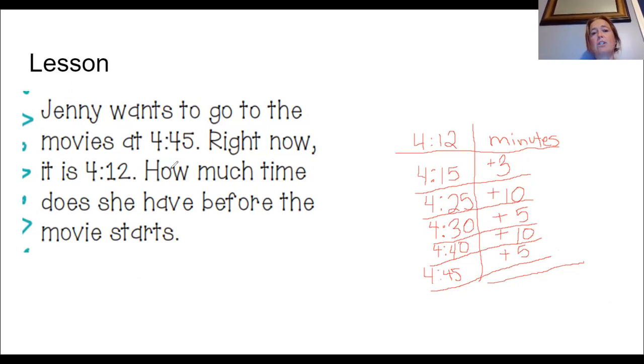Now, have we answered the question? No. How much time does she have? So we want to know a number of minutes. So our number of minutes would be 10, 20, 25, 30, 33. So the answer is 33 minutes. Okay. This chart is there as a handy way of keeping your thoughts organized and coming up with the correct answer. It's a great way of organizing your thoughts.